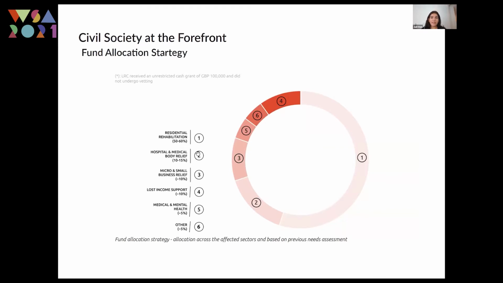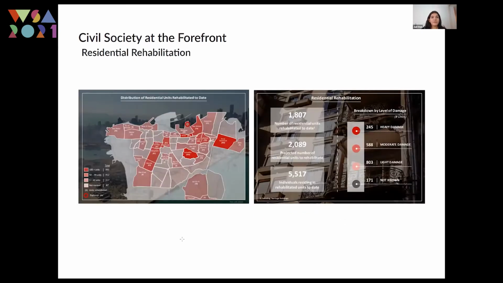Hospital and medical body relief, micro and small business relief, lost income support, medical and mental health support, and other. So in terms of residential rehabilitation, these funds, obviously in use by the series of initiatives and NGOs which Impact Lebanon supported, led to 1,807 residential units being rehabilitated to date, as well as a total number of 2,000 being the projected expected number, and 5,500 individuals residing in these rehabilitated units so far.